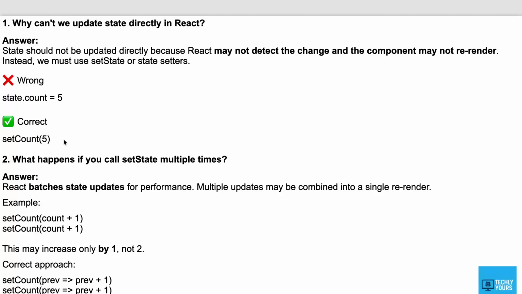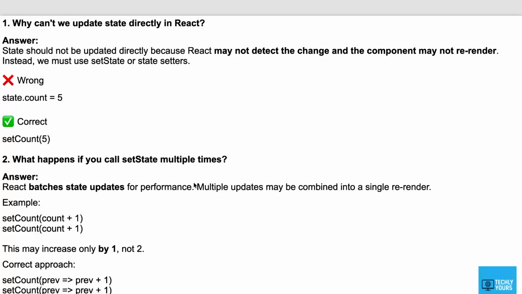So the correct way, whenever we are doing any state update, is to use setCount(5). That means we have to use useState. With useState we have the updated value and we know when the value is being changed, so that the component can re-render. Second one is, what happens if you call setState multiple times?